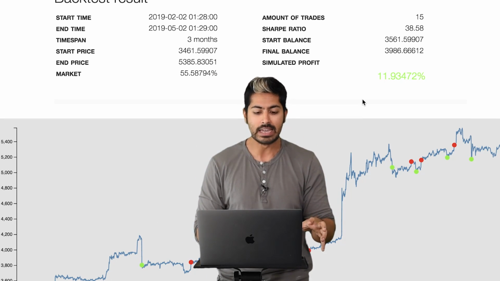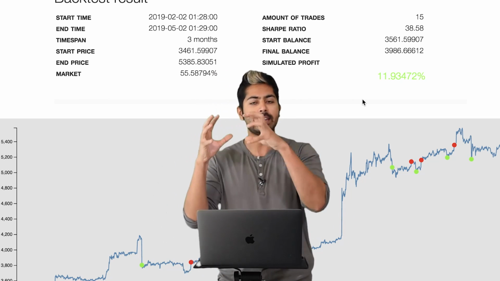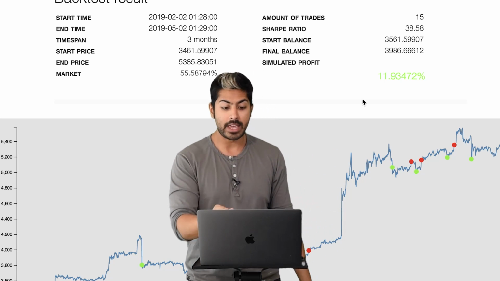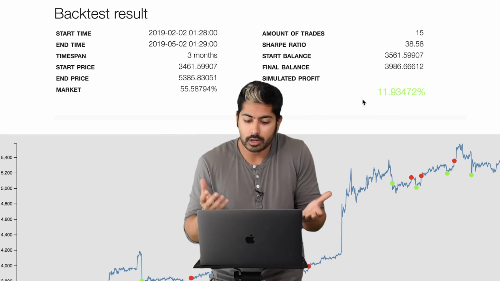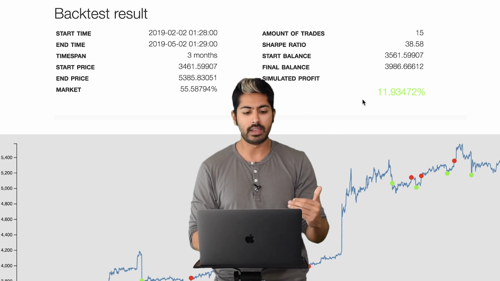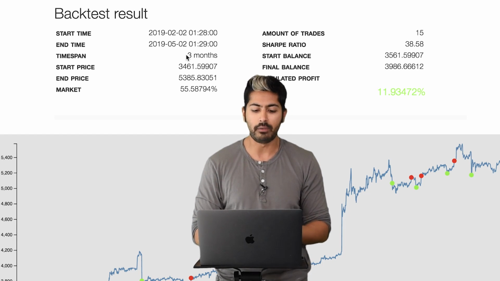Backtesting is a strategy in financial automation that involves taking an algorithm and applying it to historical data to see how well it does. And the result for this backtesting span was about 12% in profit. So I had a starting price, an ending price, I had a time span of 3 months to test this on, and it made about 12% in profit.